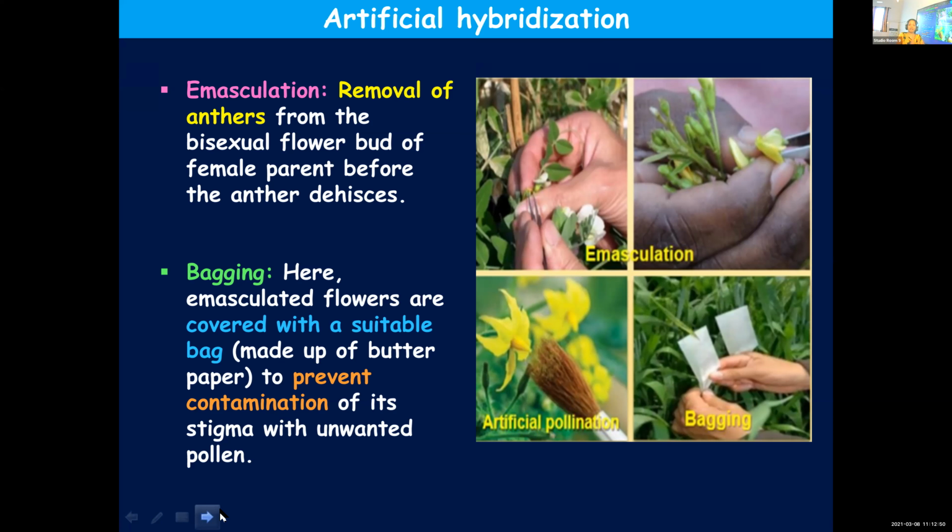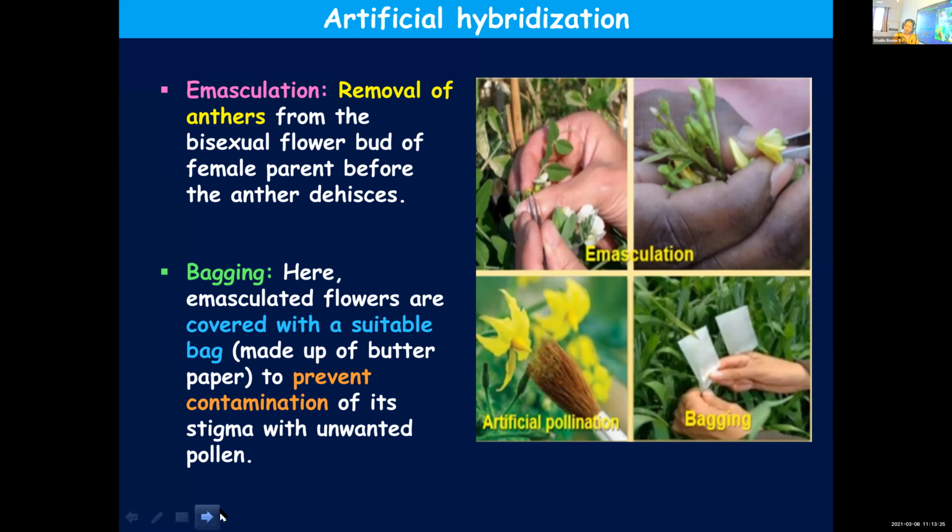Take the case of a bisexual flower from where we have removed the anthers. The plant breeder is waiting to dust the desired pollen grains on the stigma. But if this stigma, after removing the anthers, we are leaving it exposed, just leaving it as such without covering it, what can happen? There are chances that unwanted pollen from other flowers can fall on the stigma, resulting in fertilization.